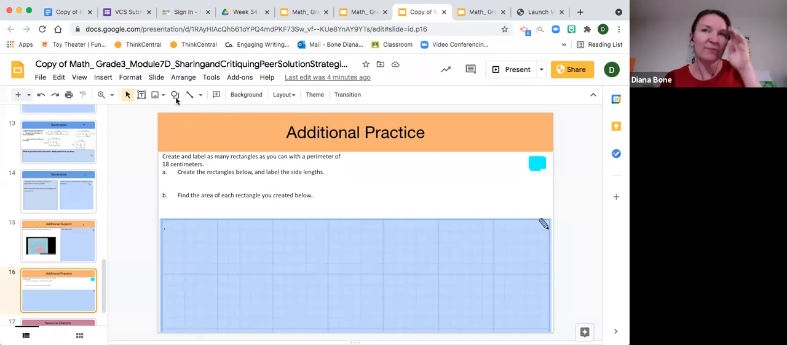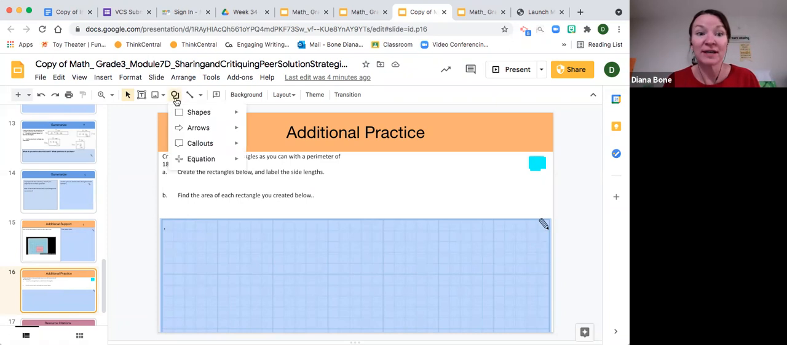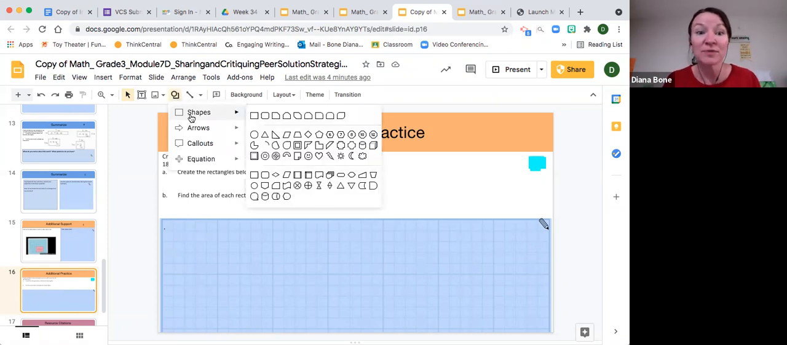Like you don't, what do I mean? Not draw a shape, like insert a shape. You don't even have to draw the shape. It actually, if you click on it, it has the shapes for you. See all those cool shapes? Oh my goodness. So I see a rectangle right here.